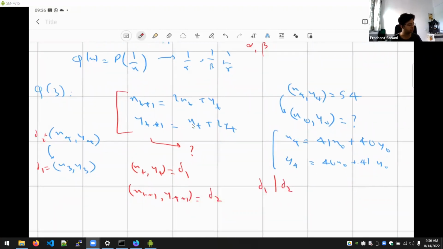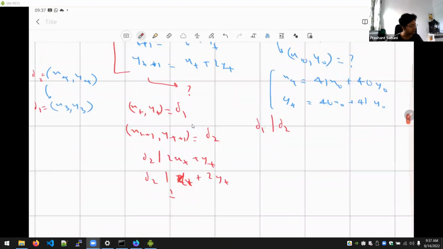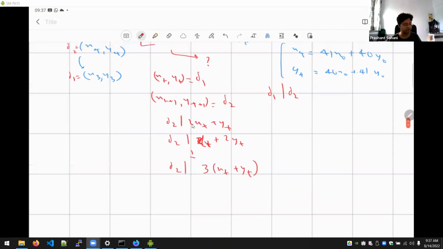And conversely, what can you do about figuring out what D2 divides? So D2 divides x_{t+1}, which is 2x_t plus y_t. And D2 also divides y_{t+1}, which is x_t plus 2y_t. So if I just add these, I'll get D2 divides 3 times (x_t plus y_t), right? And I can then subtract this from the given equations, like these two.